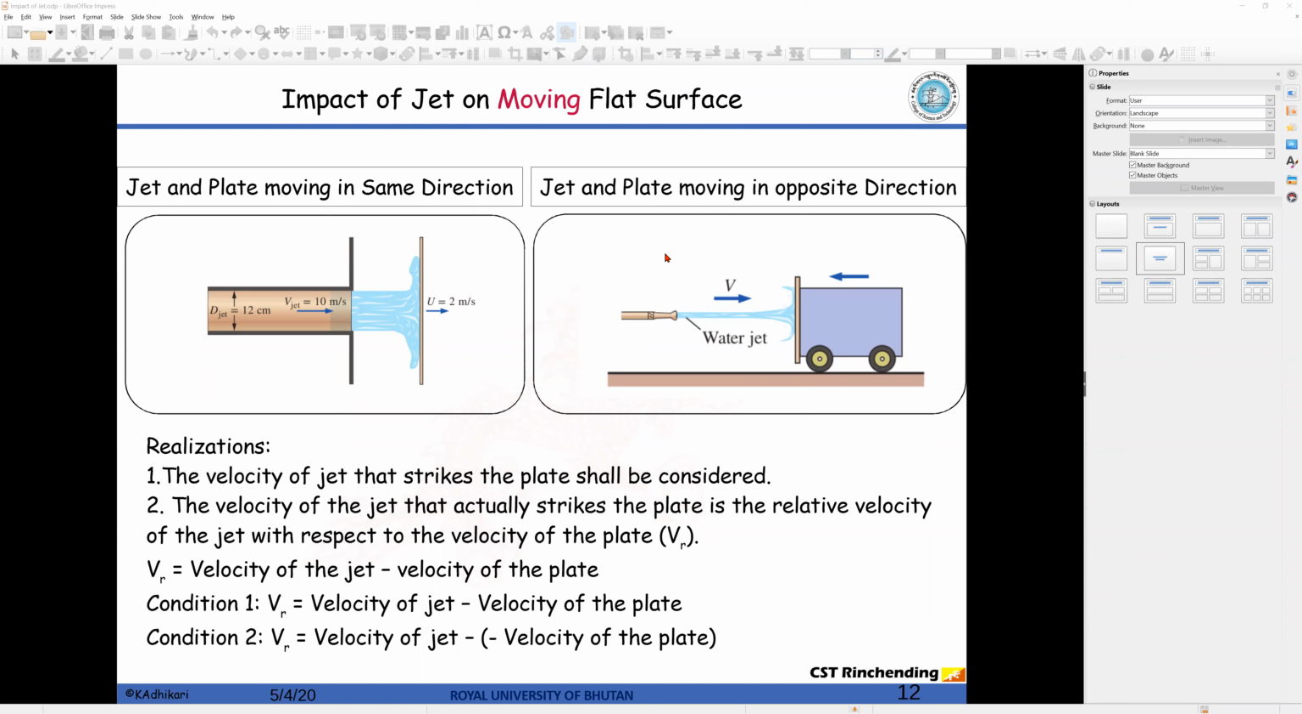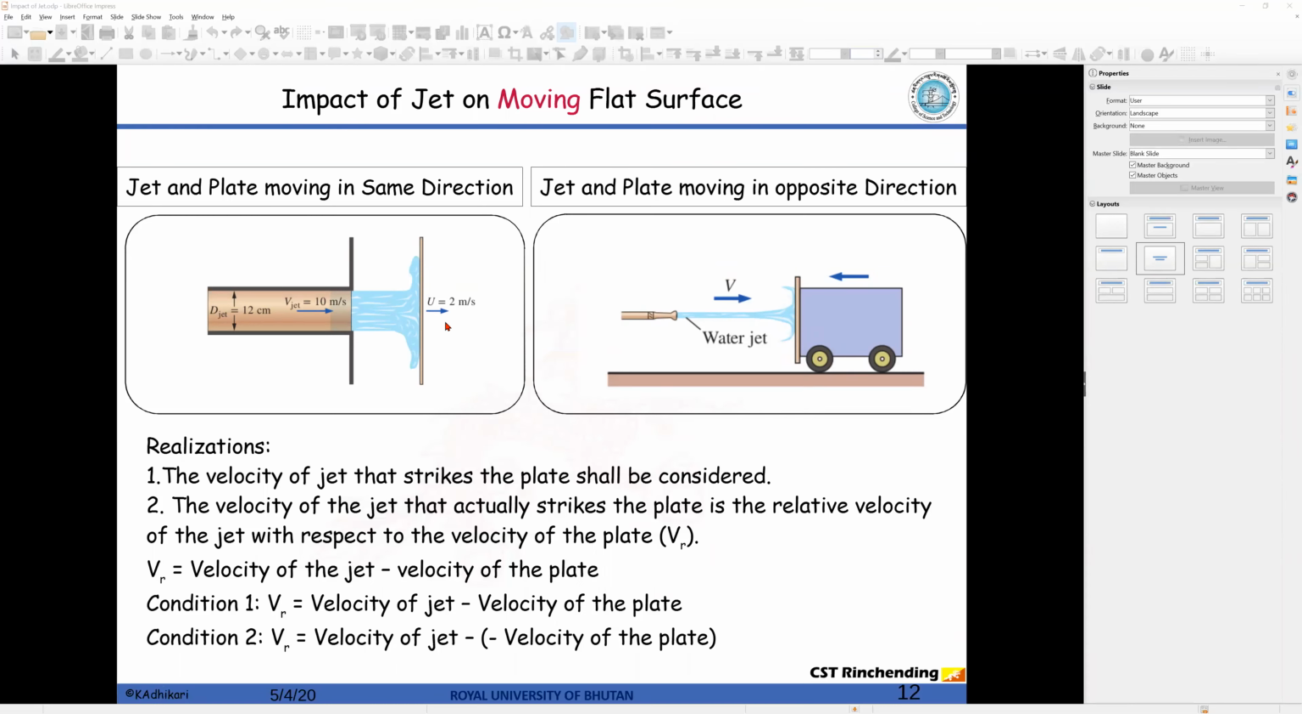So today we are going to start with impact of jet on moving flat surfaces, meaning what will happen if a jet strikes a moving plate. The plate may be moving in the same direction as that of the jet, or it might be moving opposite to the direction of the jet. For both the conditions, let's understand how we shall go about the analysis.